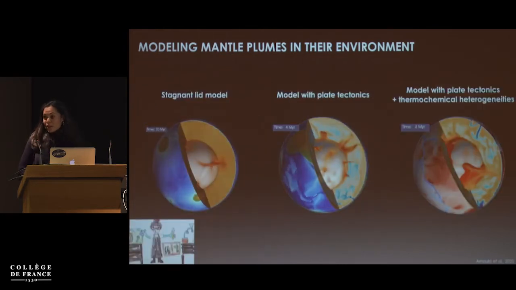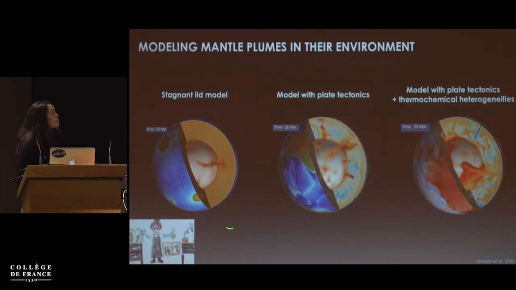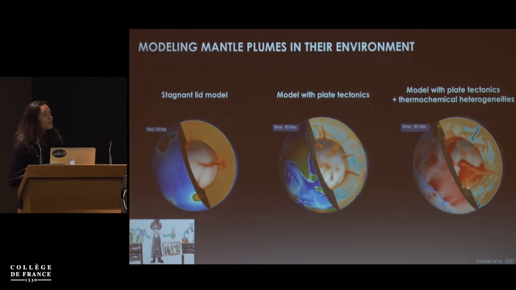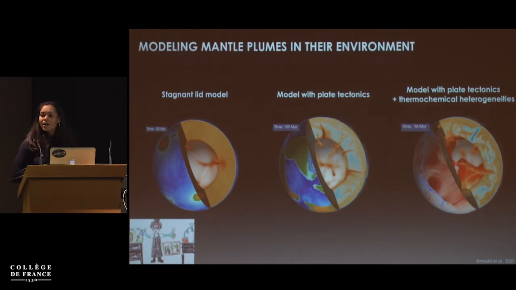And since we use models, we can actually do whatever we want and use multiple models. So here you see 3 models. There's one stagnant lid model, so that means that there's no active plate tectonics at the surface. You see a model with plate tectonics with thermal plumes only inside. And here, what you see at the bottom of the mantle in this model are thermochemical piles. And so we can use these three models in order to understand the general behavior of mantle plumes within their environment.